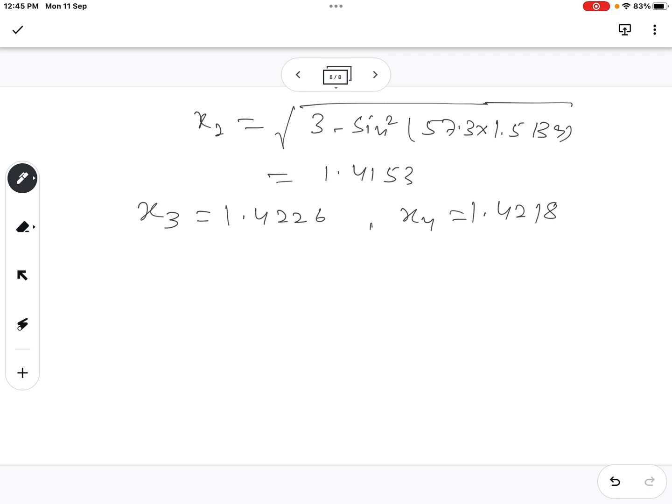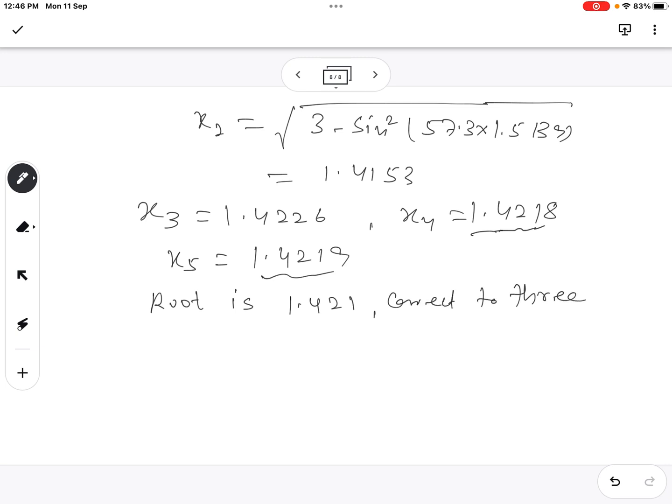that if we continue like this, we will find that x5 will be equal to 1.4219, and because these two successive approximations are the same up to the third digit, the root is 1.421 correct to 3 decimal places. That is what we found out.